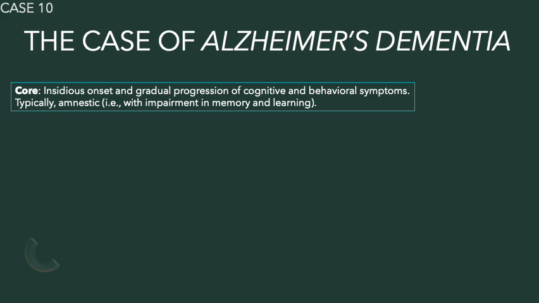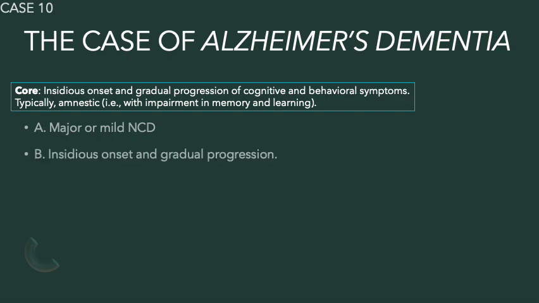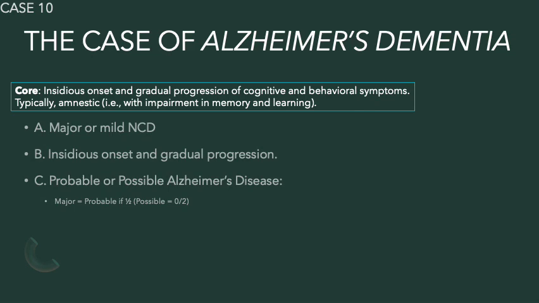So this is the case of Alzheimer's dementia. Core feature is insidious onset and gradual progression of cognitive behavioral symptoms. Typically, patients are amnestic, that is, they have impairments in learning and memory. Criteria include major or mild neurocognitive disorder, insidious onset and gradual progression, probable or possible Alzheimer's disease corresponding to the following criteria.